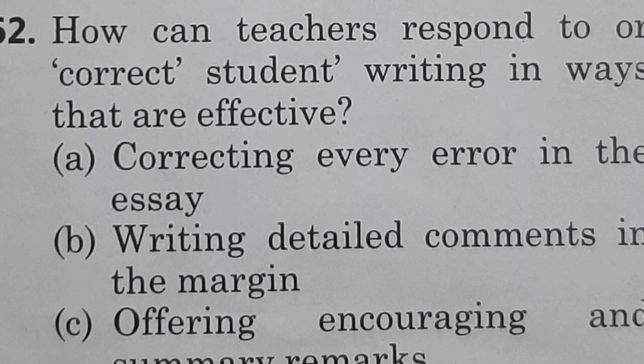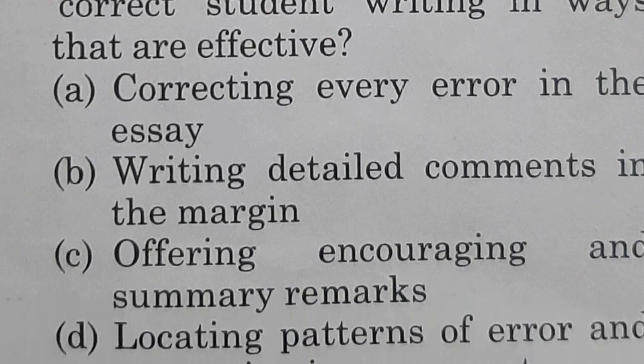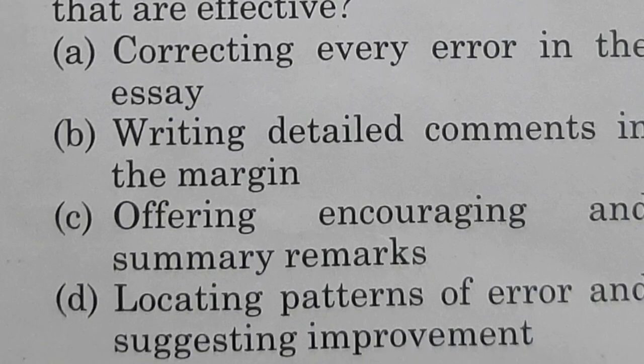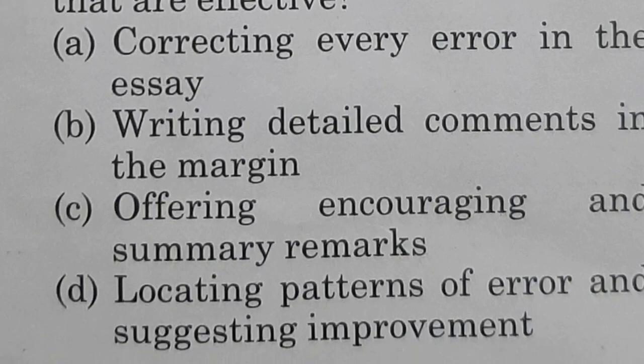So for correcting the student's way of writing, the most appropriate measure is you can locate the patterns of error and suggest improvement. Means a repetition of a kind of specific error is there. So we can underline or circle it so that the student can understand.